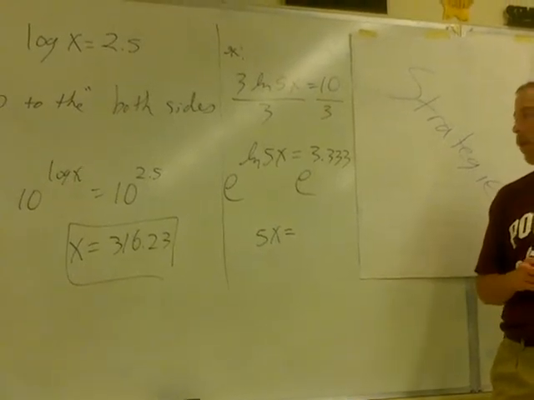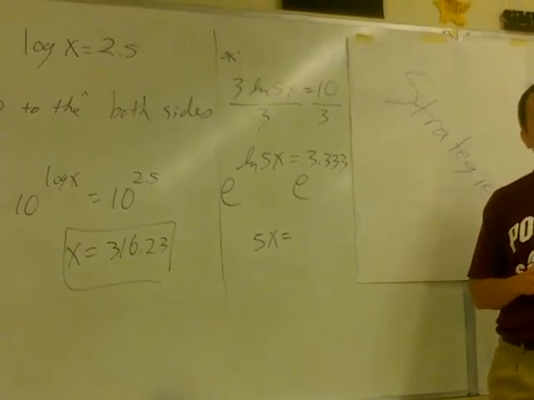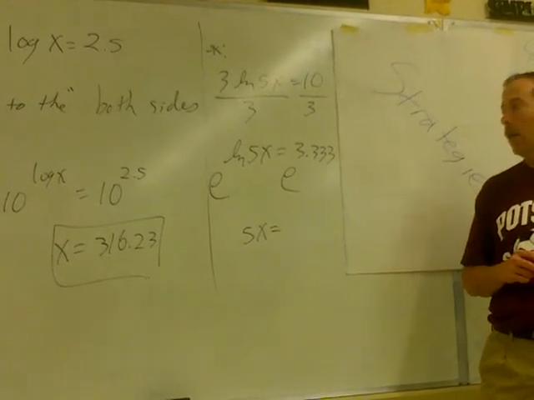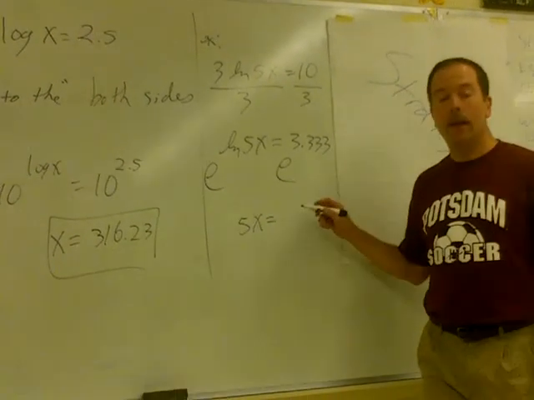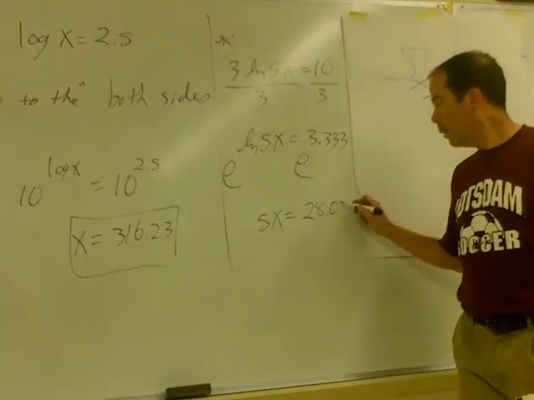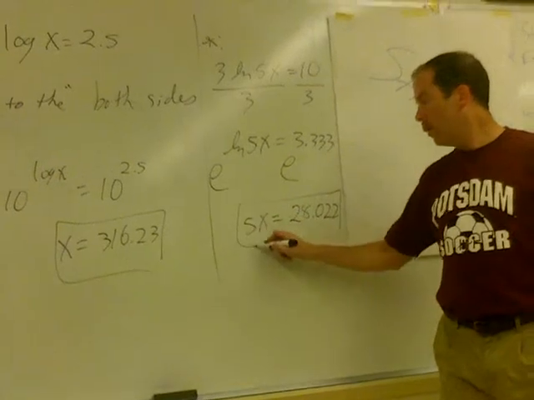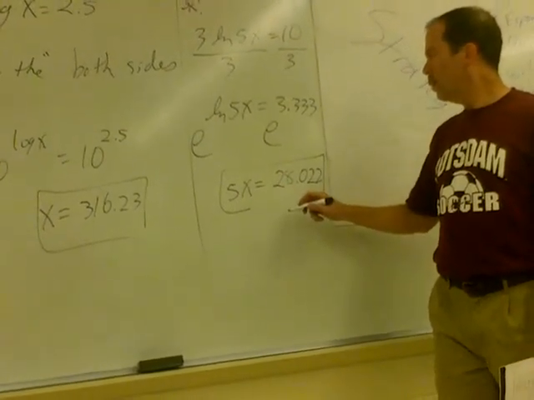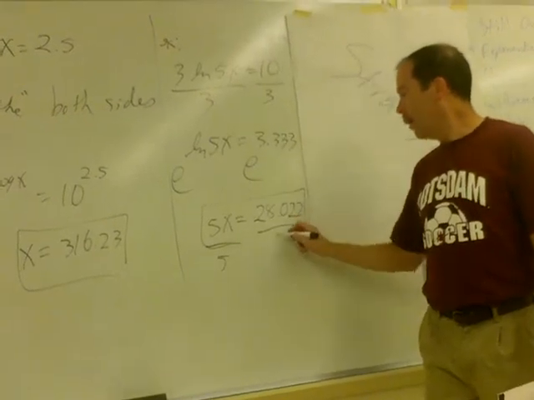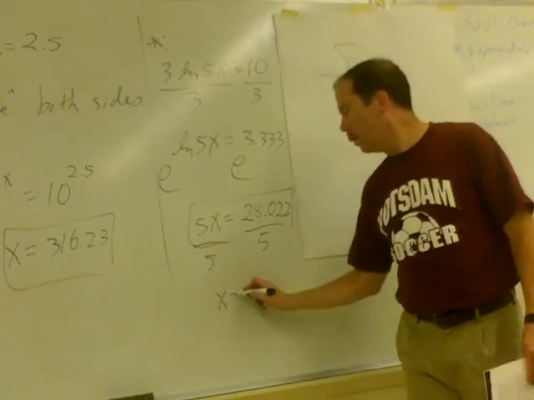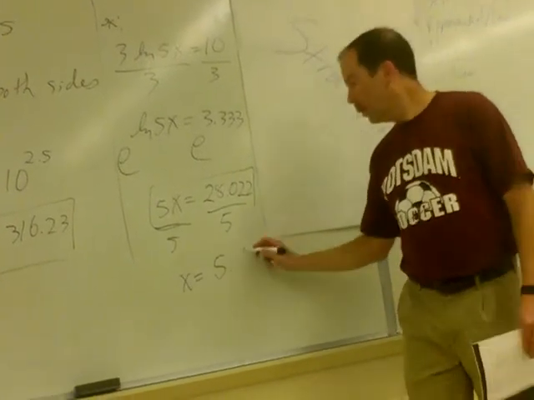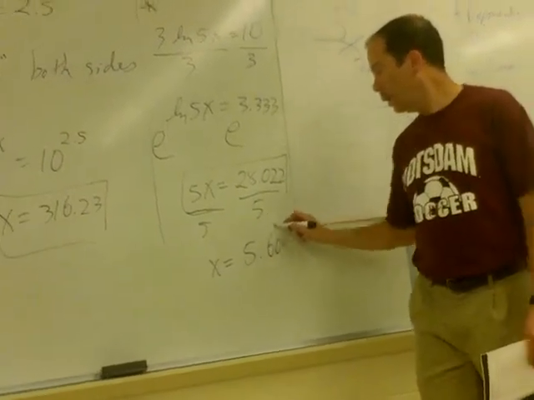e to the 3.333 is 28.022. Oh, I didn't quite finish that problem. Now we're going to divide by 5, and so we get x equals 5 point something, 5.604.